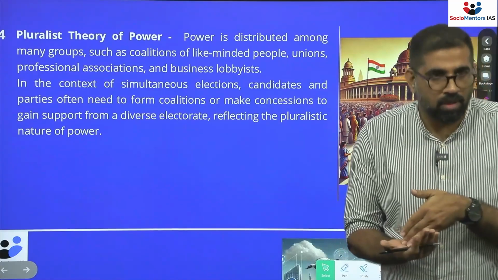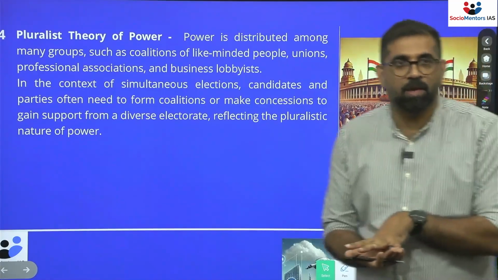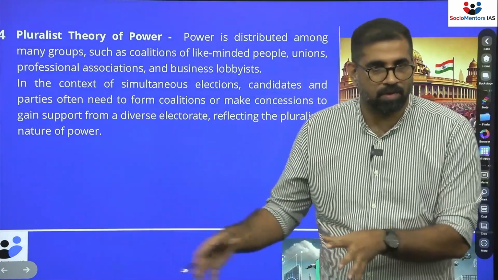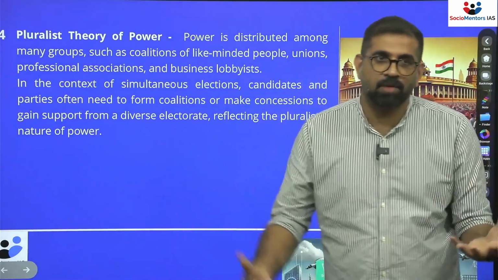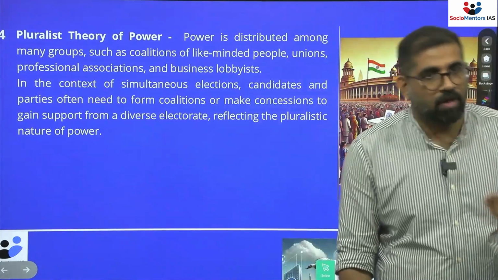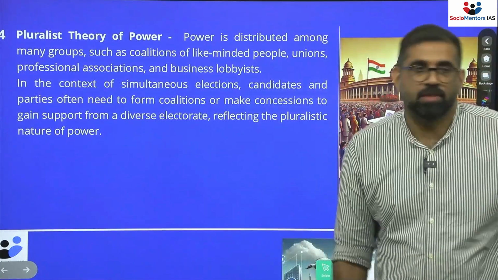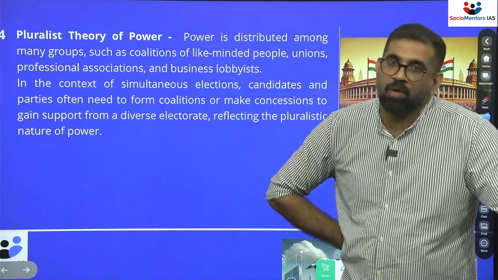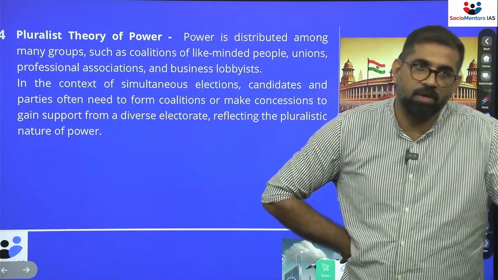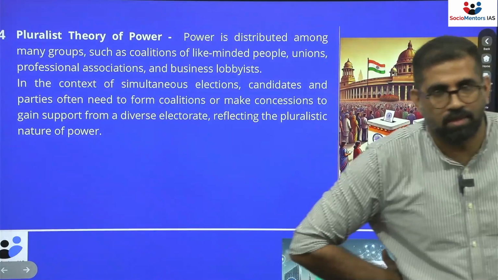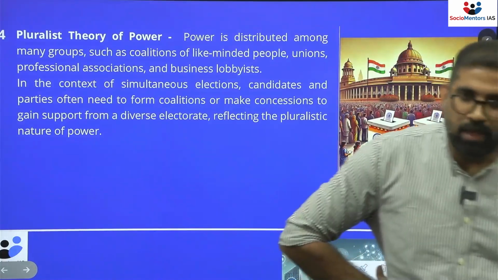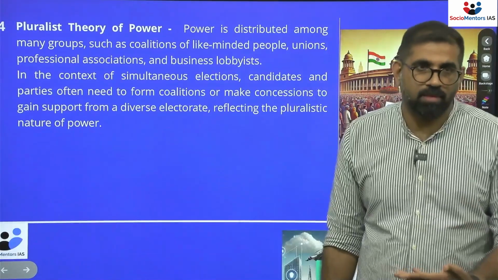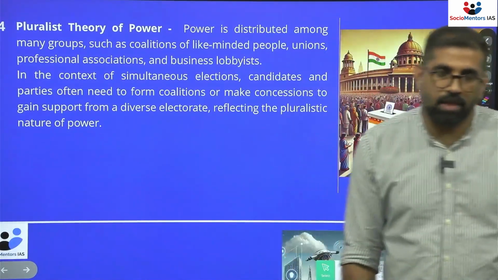That will lead to a situation where democracy will truly become more pluralistic, because all different sections of society, all different associations and groups will be able to influence this particular result, right? So that is how we can connect the pluralistic theory of power in the case of simultaneous elections. Got the idea? Maybe if UPSC asks this question, you can add this content there.